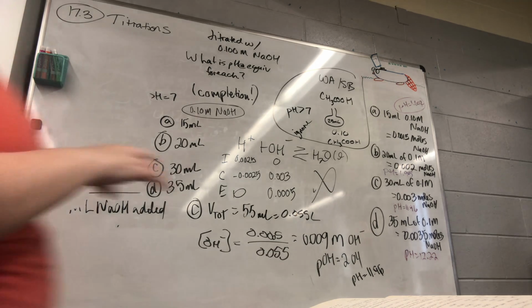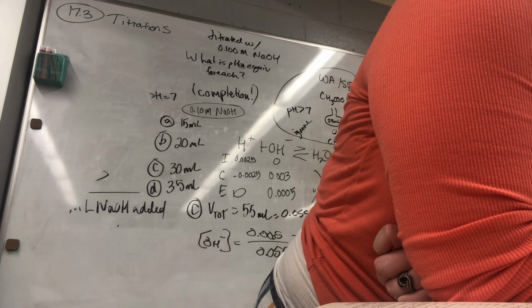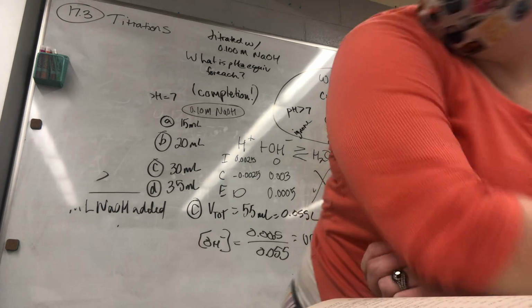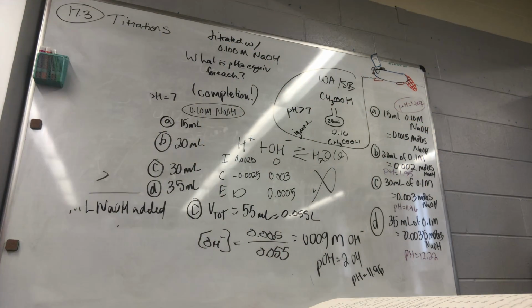Do you know what the pH is for D? 12.22. The only other type of titration was the weak acid strong base. What's the next step you have to do with the weak acid strong base? To calculate an H plus, you have to plug your equilibrium concentrations into a Ka expression. Don't forget that.